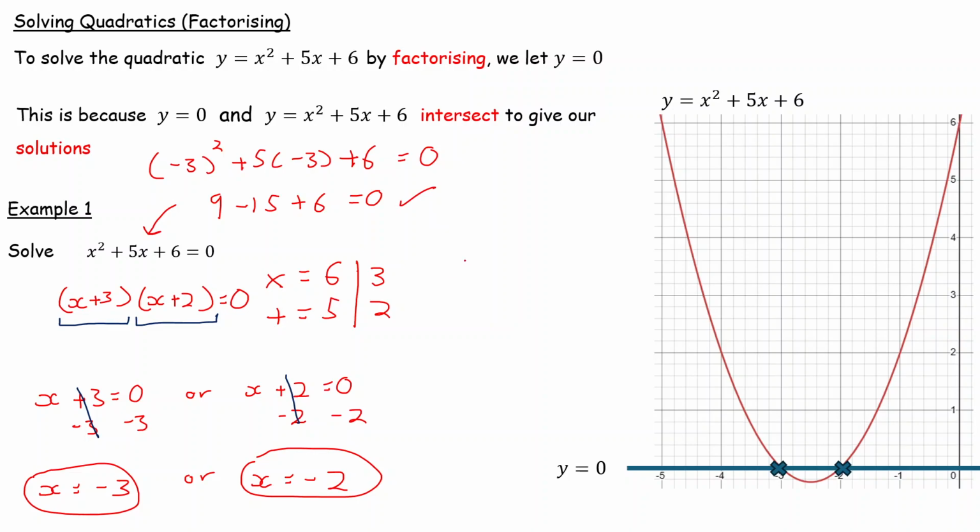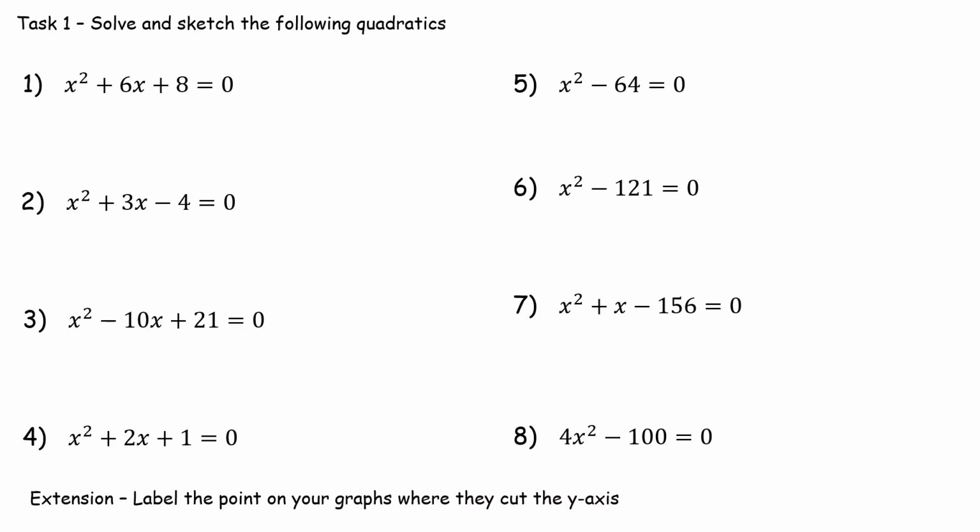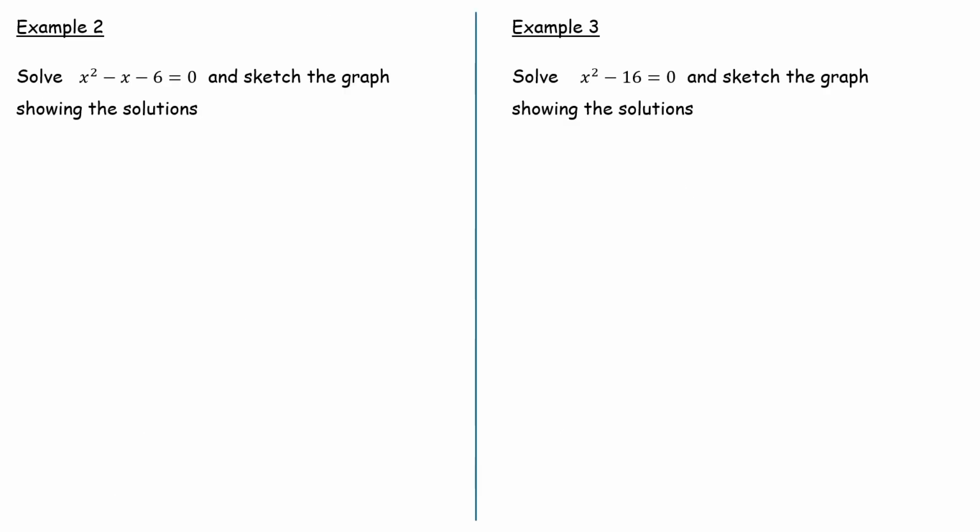So we're literally saying what values of x make this equal to 0. Well, either x is minus 3 or x is minus 2 will make this part here equal to 0. Okay, so that's the process. We factorise, we then put it equal to 0, and then we solve. So let's look at two more examples, and then you can try eight questions yourself, and I'll put the answers up after that. So example 2, similar kind of quadratic.